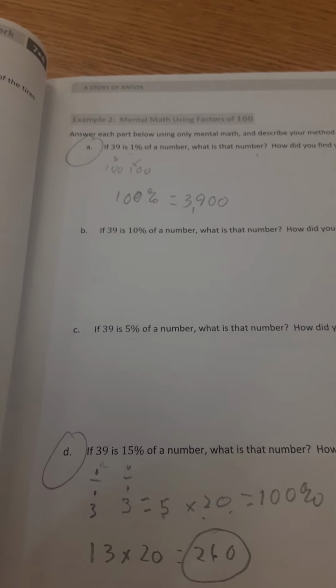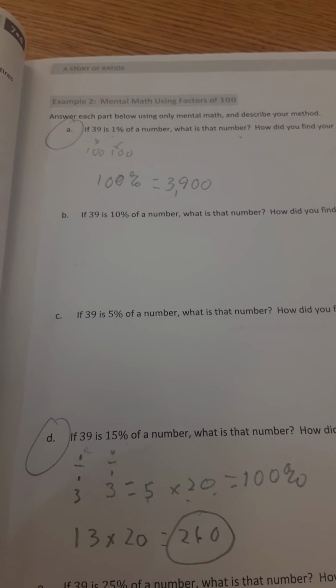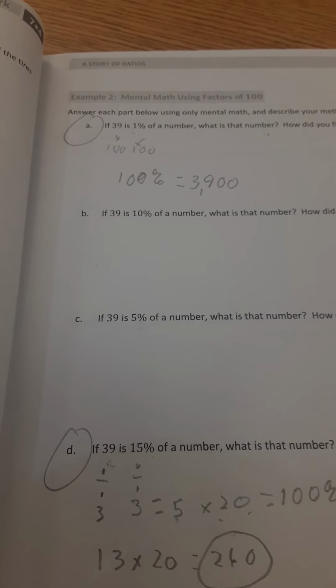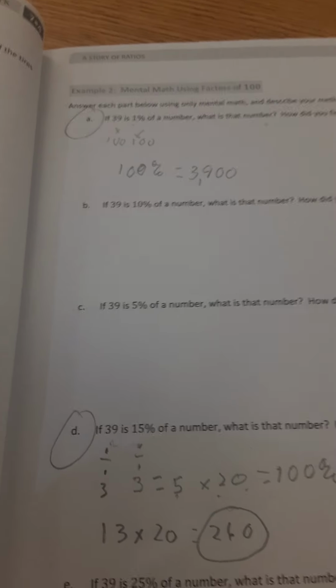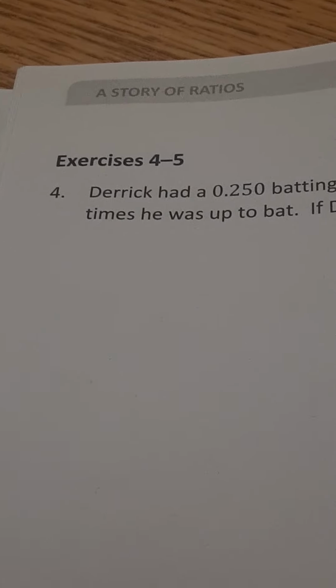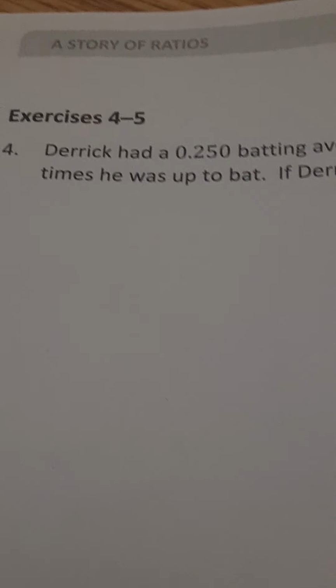So I'm looking for you on here. There'll be a picture of it with my work on it. You'll have, well, actually without my work, you won't see my work. But again, you don't have to do A and D, but I'm looking for you to do B, C, and E on your own. All right, exercise 4 and 5.